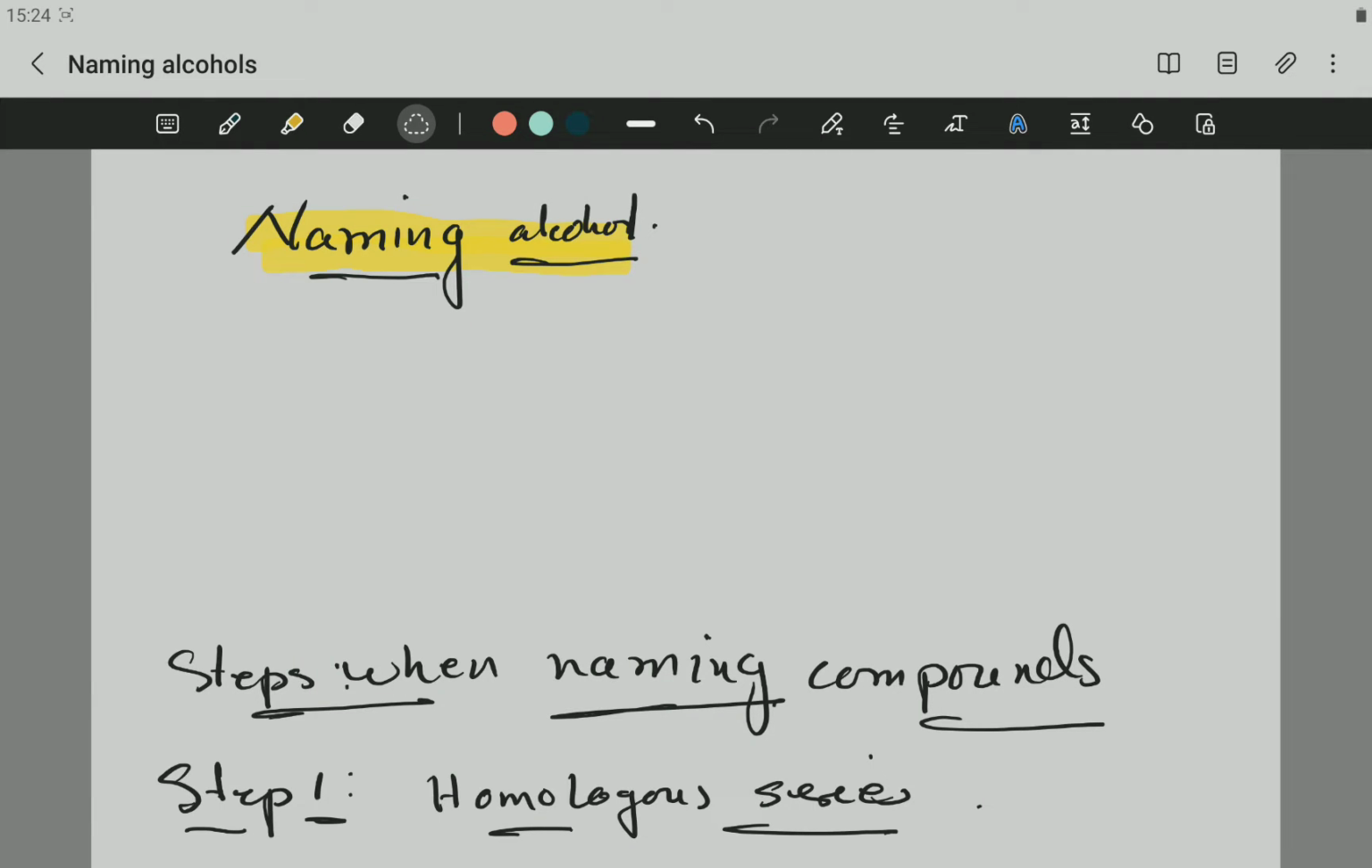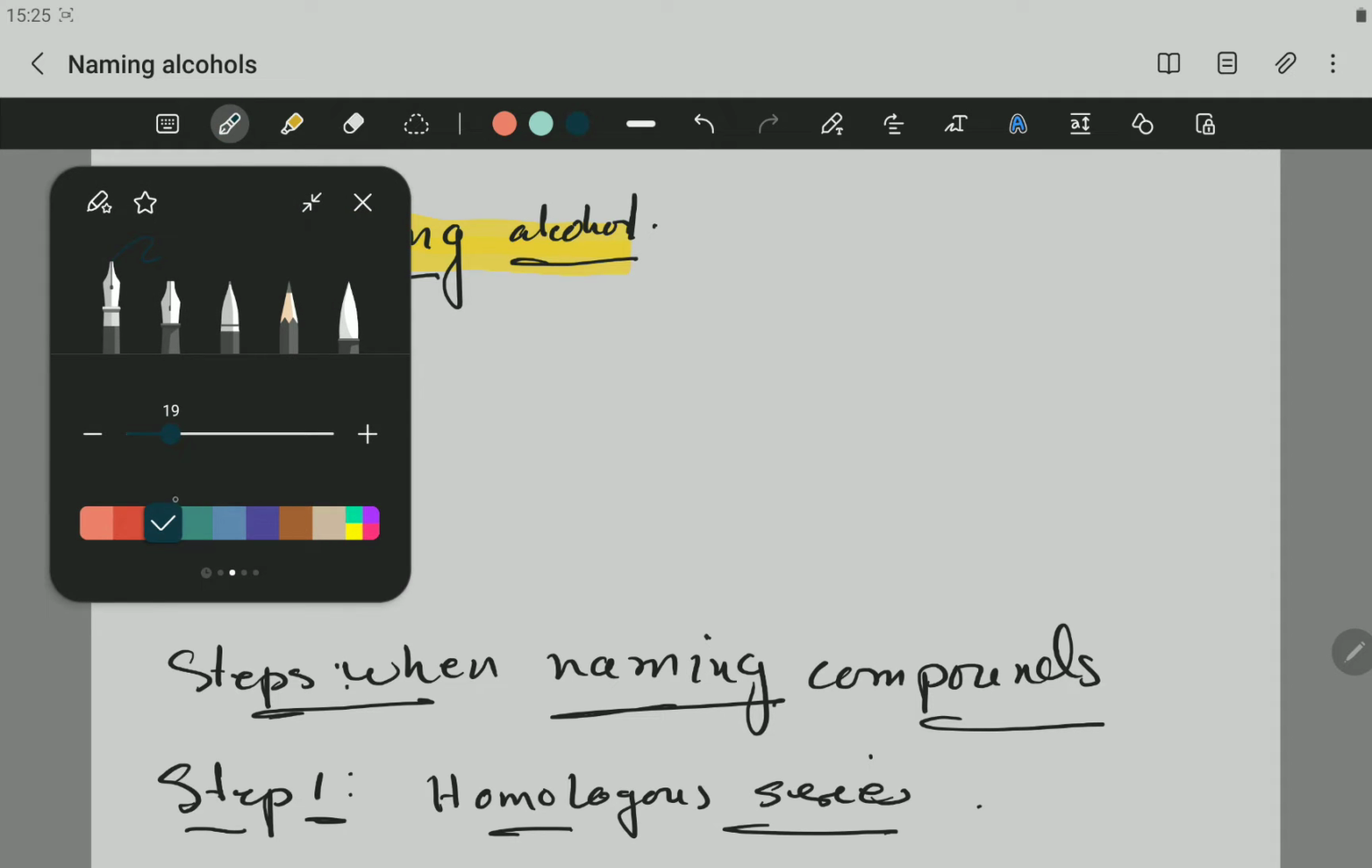We're going to make a video on naming alcohols. We have already two previous videos of naming hydrocarbons and one of naming alkynes. So we're going to name now alcohols. Now note, the steps are going to be more or less the same. It's very little changes from compound to compound, but it's not a big issue.